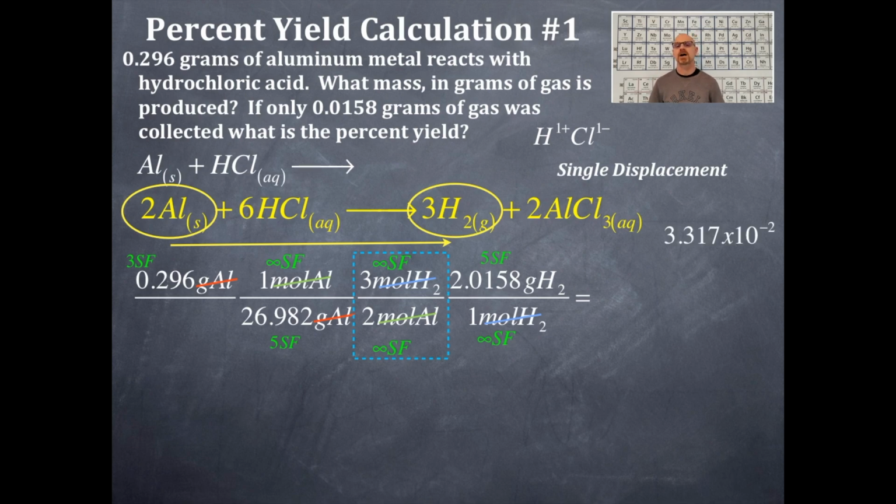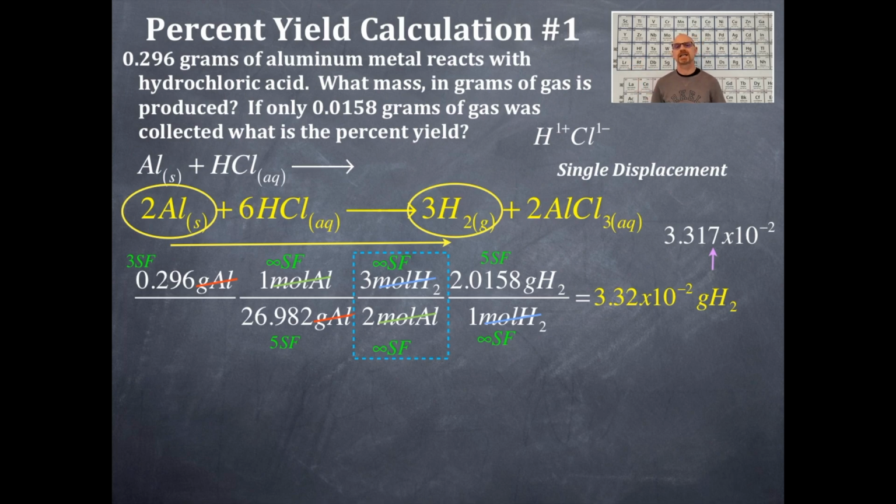And here is my calculator answer. So I am looking at that 7 for rounding. That 7 is 5 or greater. So I'm going to add 1 to the preceding digit. That 1 becomes now a 2. So right here, 3.32 times 10 to the negative 2 grams of hydrogen is actually one of my answers. That is, the answer is what mass in grams of hydrogen gas is produced. That's my answer.